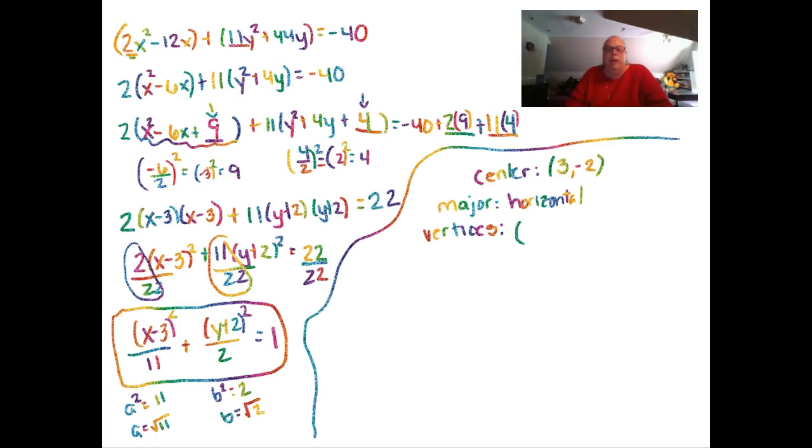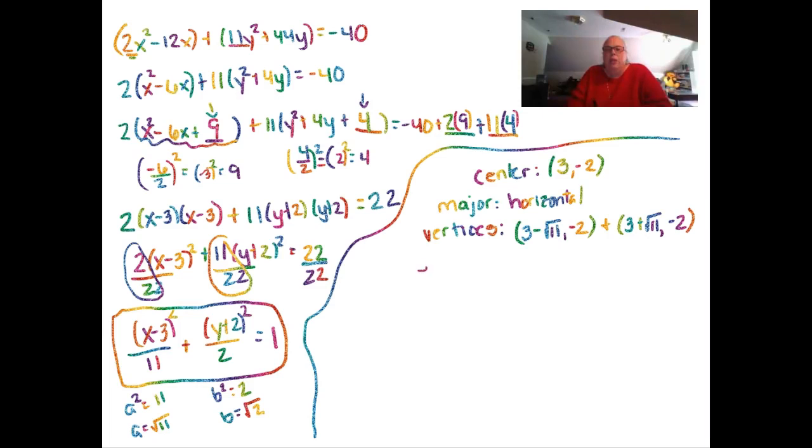All right, my a gets added and subtracted from the x-coordinate of my center, so my vertices will be located at 3 minus the square root of 11 and negative 2, and 3 plus the square root of 11 and negative 2. And if you want, you can combine those, but I'm going to leave them here because they're currently in exact form and I can't do anything else to simplify them. If you do combine them, you're only going to get an approximation.